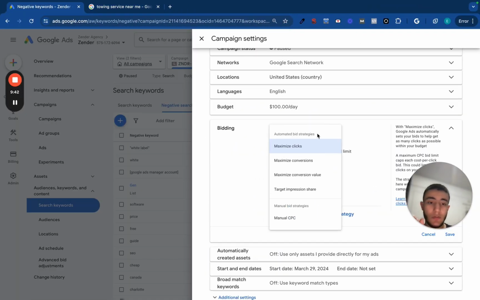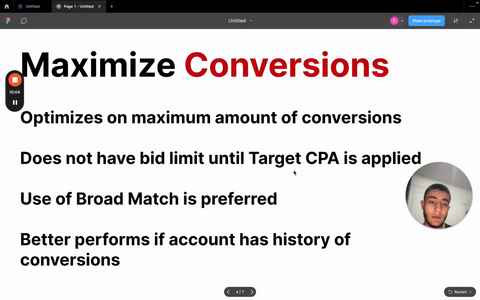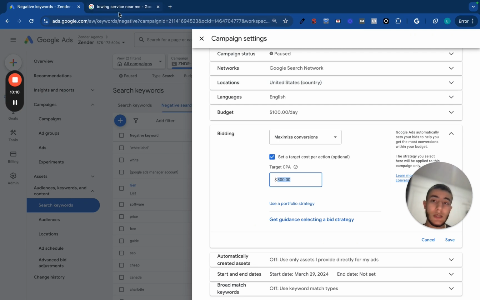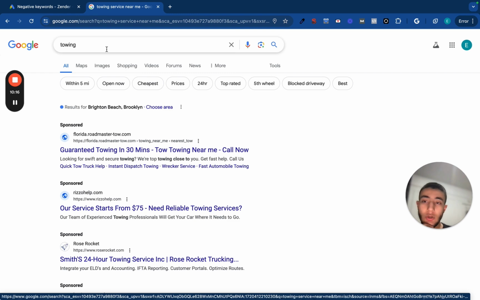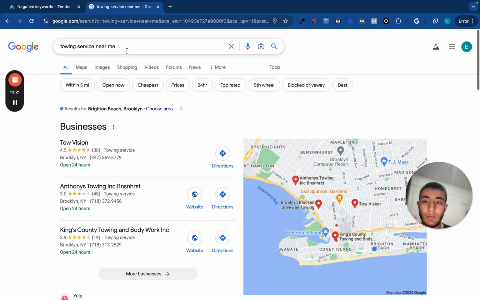You can set the price of the maximize conversions here. You can set the price of the acquisition. So for example, you're going to tell Google to maximize conversions, but also considering the fact that you are willing to pay $300 for every conversion. And if you have that, it will have some kind of limit when somebody's searching for services. So, for example, let me show you an example.